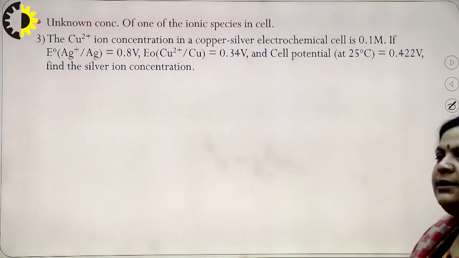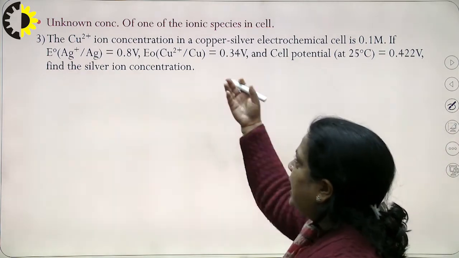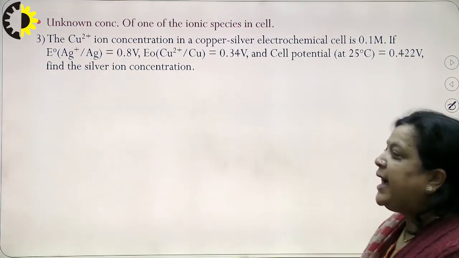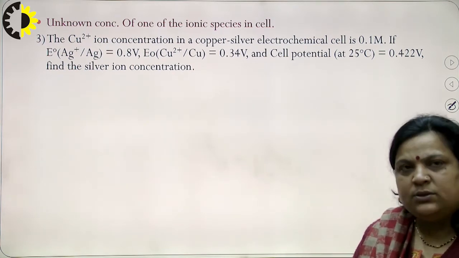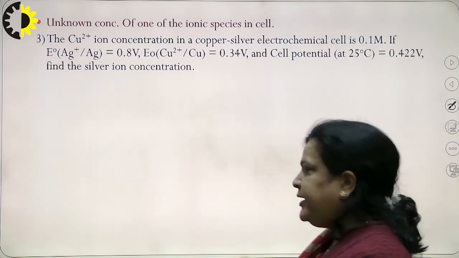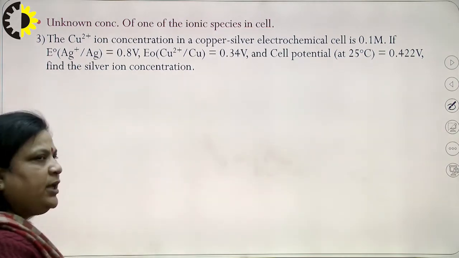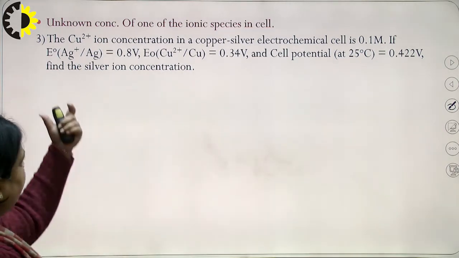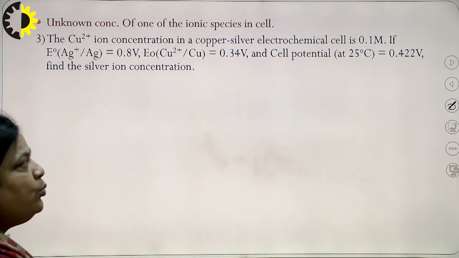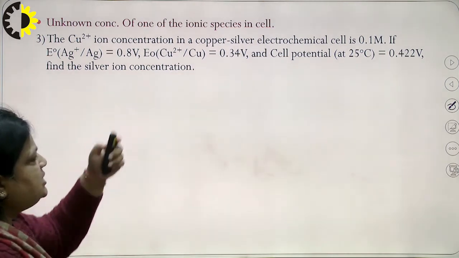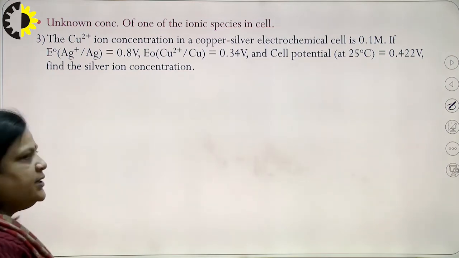Now, another application is that it is used to find the unknown concentration of one of the ionic species in a cell, whether in a reduction reaction or oxidation reaction. If the concentration is not given, we can find it. For example, the copper plus 2 ion concentration in a copper-silver electrode cell is 0.1, and the reduction potential of both is given, even the cell potential is given. Find the silver ion concentration.